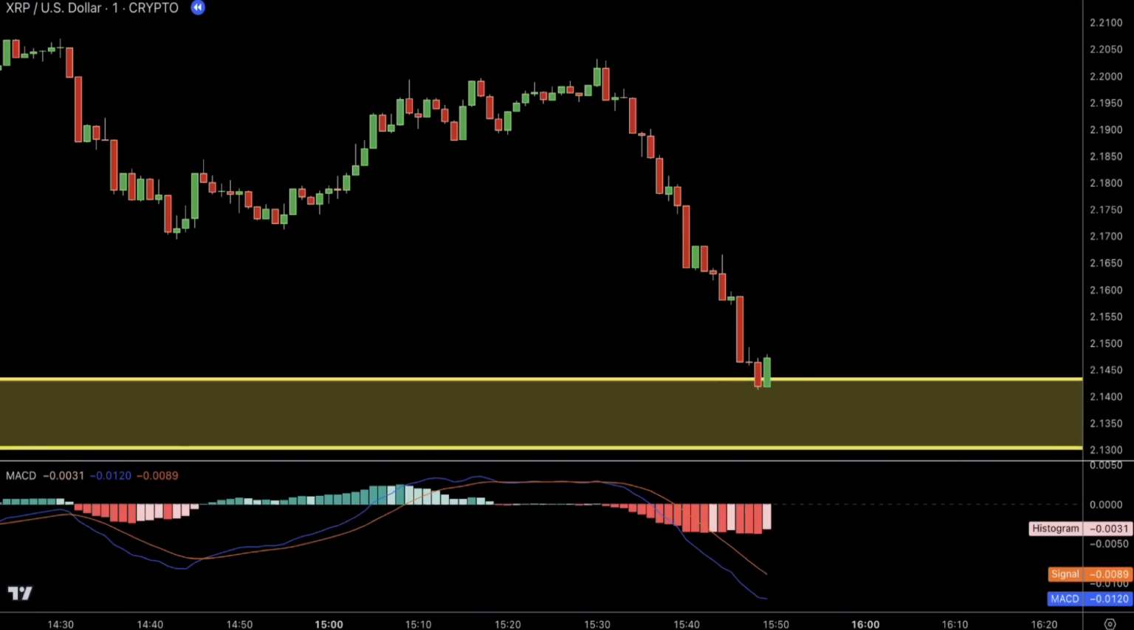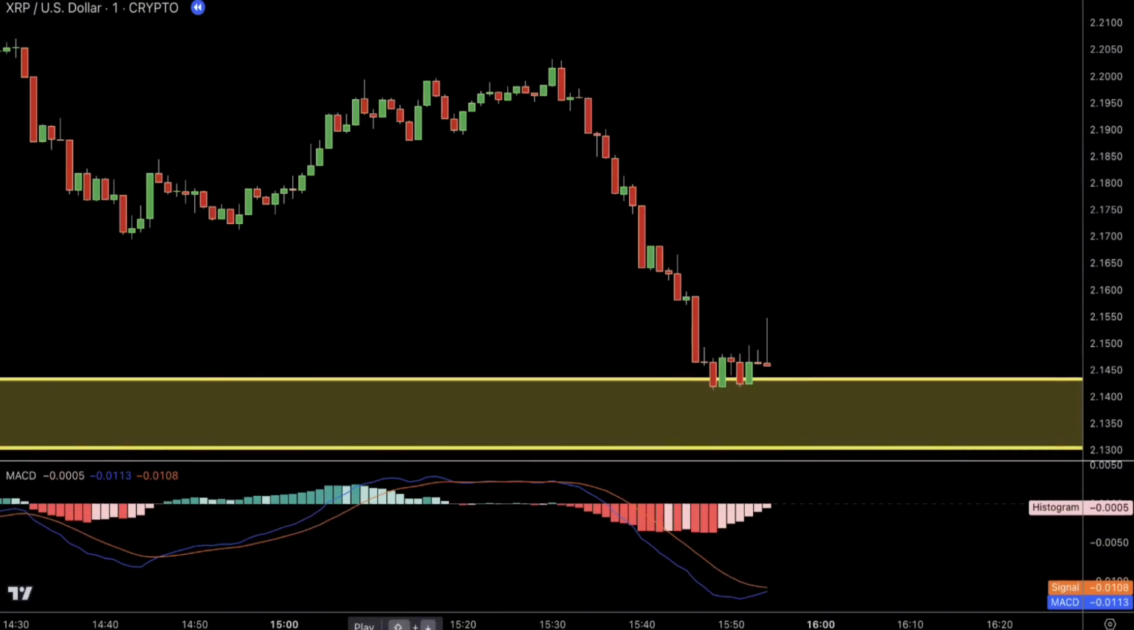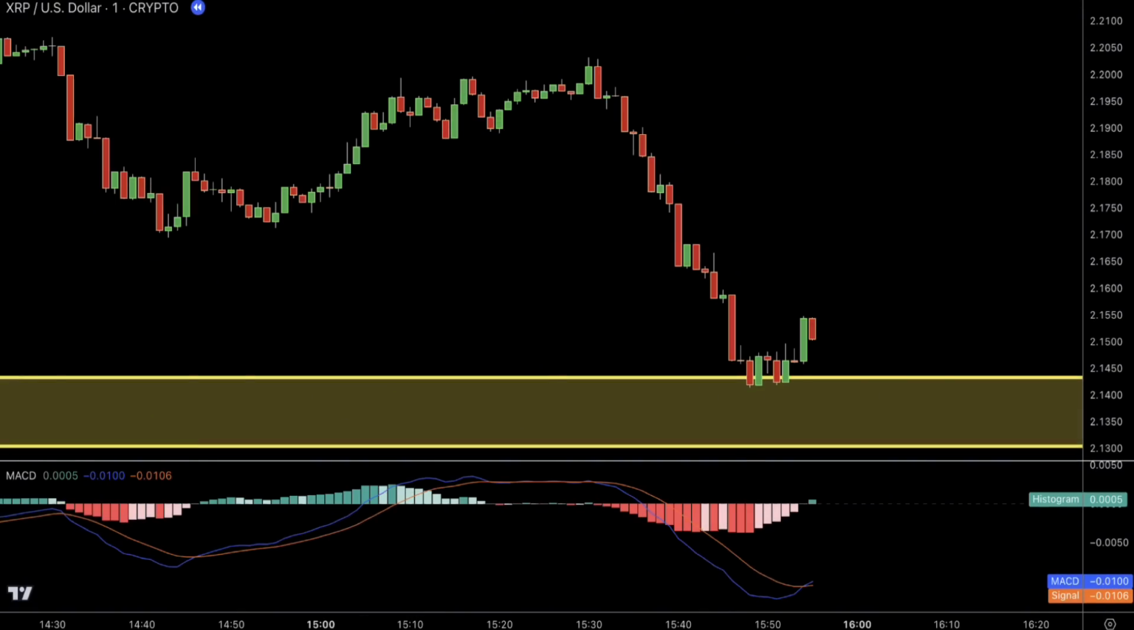Here's what happened. The market touches the demand zone and forms an engulfing candlestick, indicating buying pressure. However, the MACD line hasn't crossed above the signal line yet, so we wait. Remember, the MACD crossover is crucial. It confirms that institutional algorithms are likely to join the move upward. Shortly after, the MACD line crosses above the signal line, confirming our buy entry.